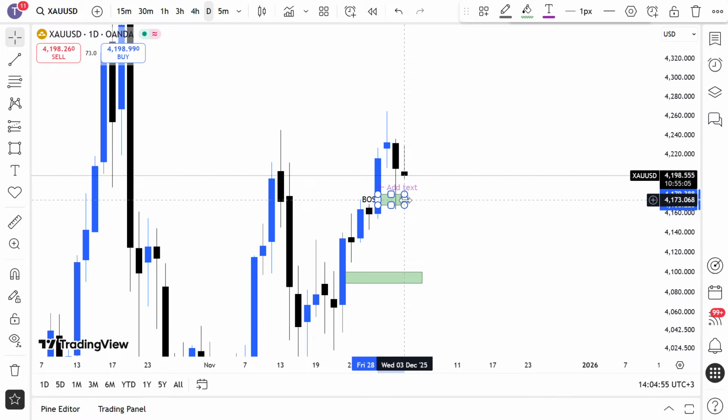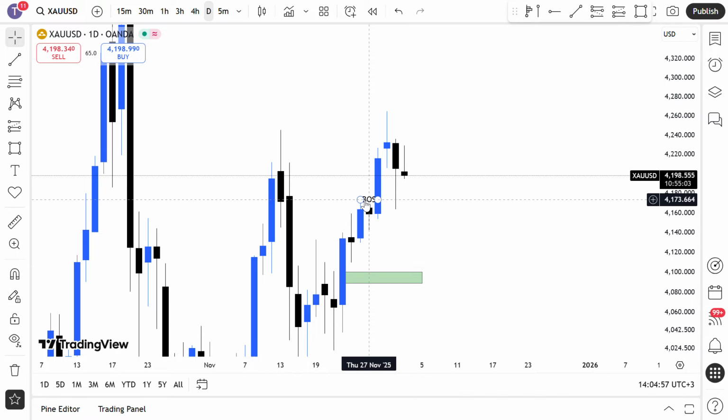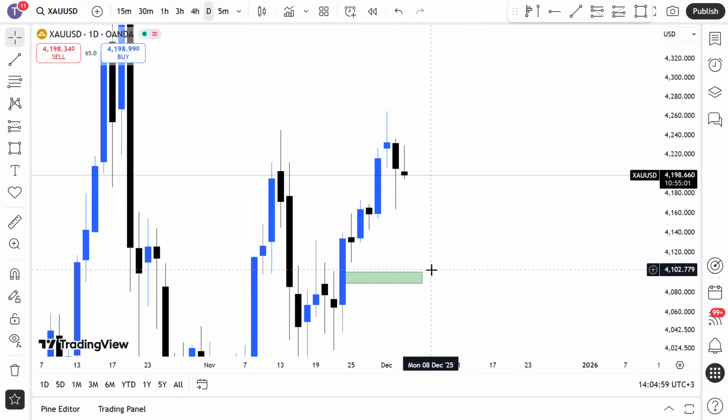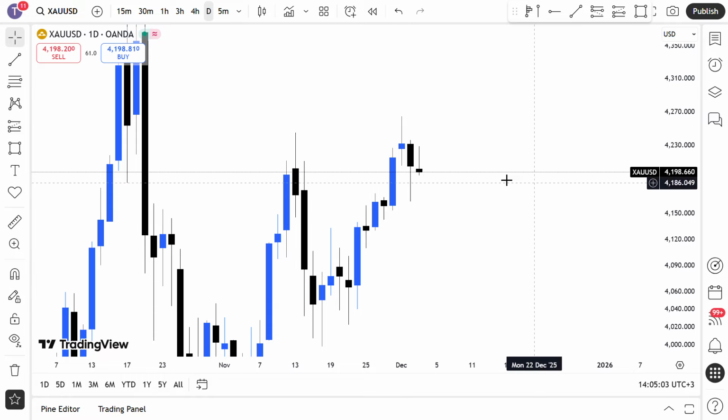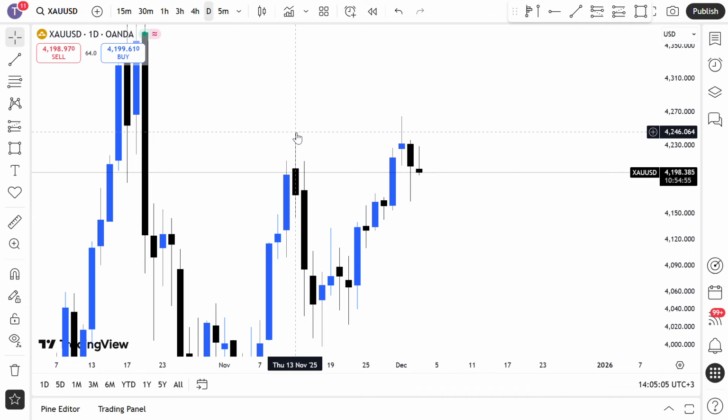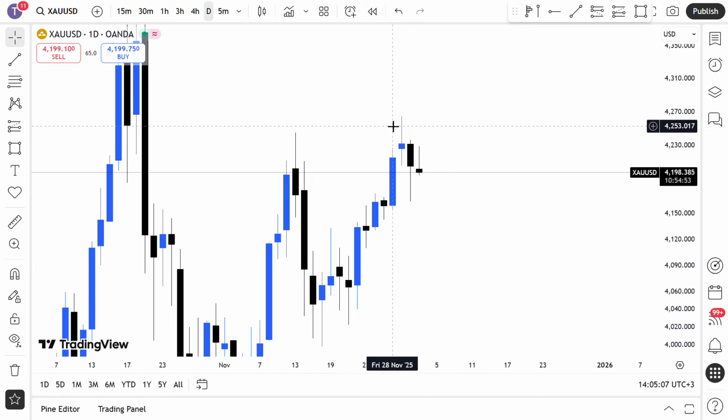So let me delete this, and also this one here. So let me also clear that. So currently right now price has not had a break of structure to the upside at this point.